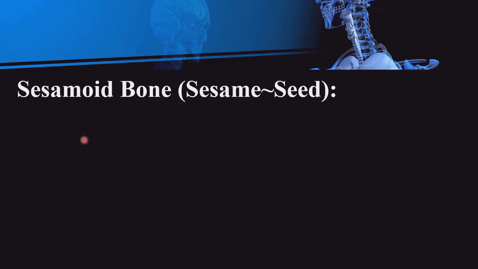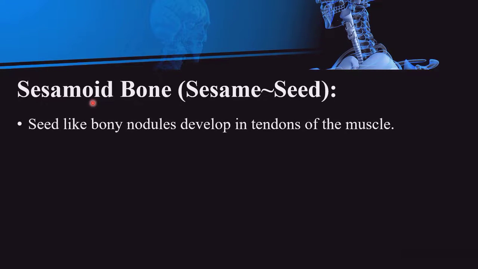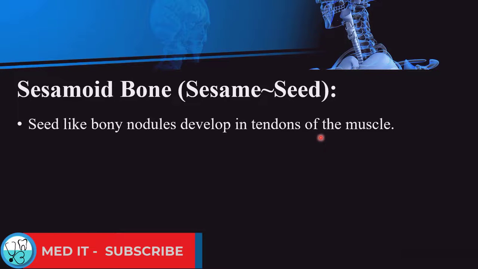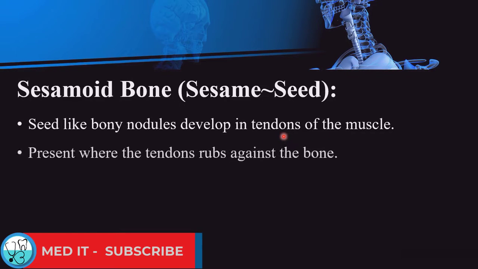Now let's talk briefly about sesamoid bone. You'll surely be noticing these words ending with the suffix oid. They mean resembling to. The word sesamoid is derived from two words, sesame and oid. Thus, the word sesamoid means resembling sesame seeds. The sesamoid bones are seed-like bony nodules which are developed in the muscle tendons.